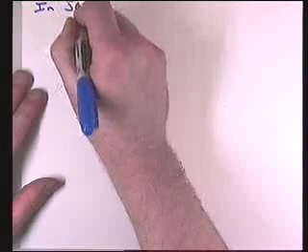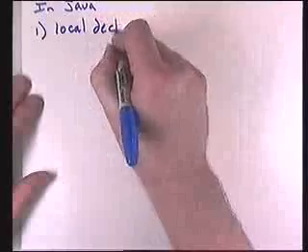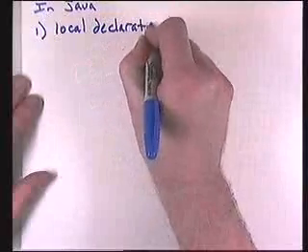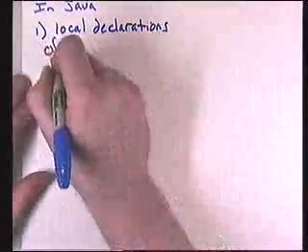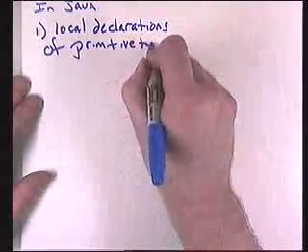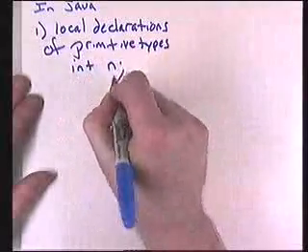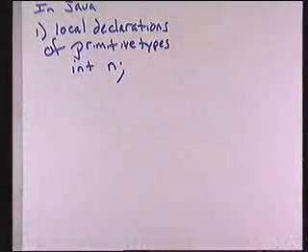So in Java, we had 2 abilities. The first was to make local declarations of primitive types. So for example, you could say int n. Now, of course, we could do that in C as well.